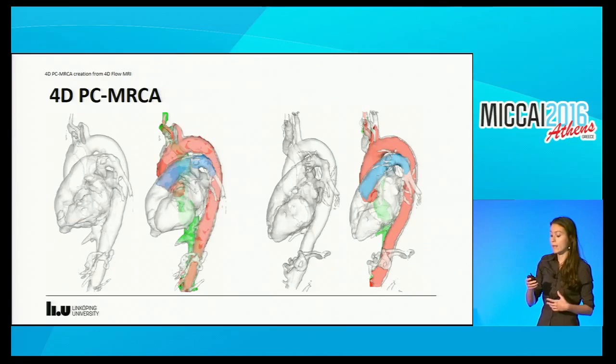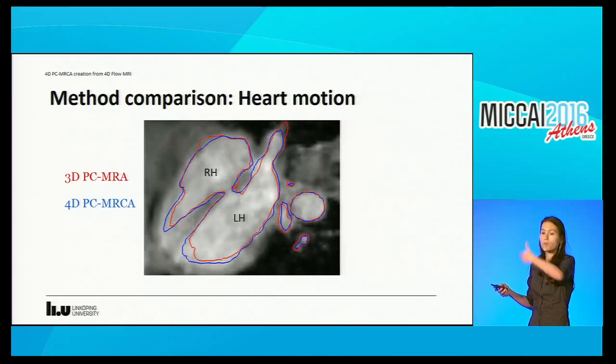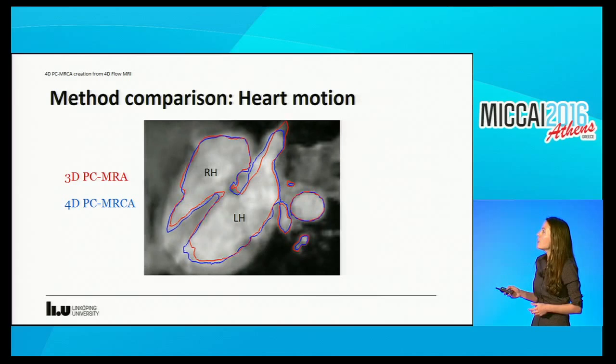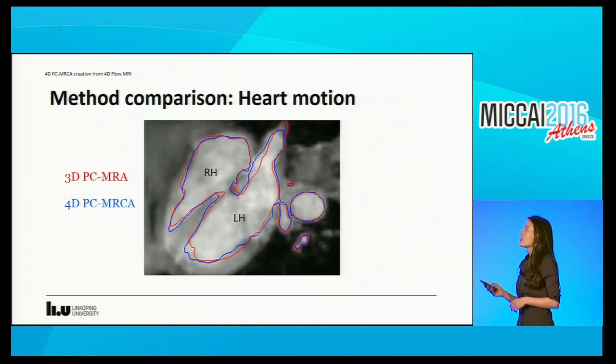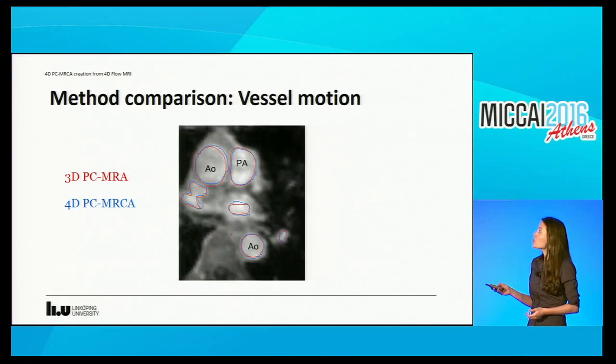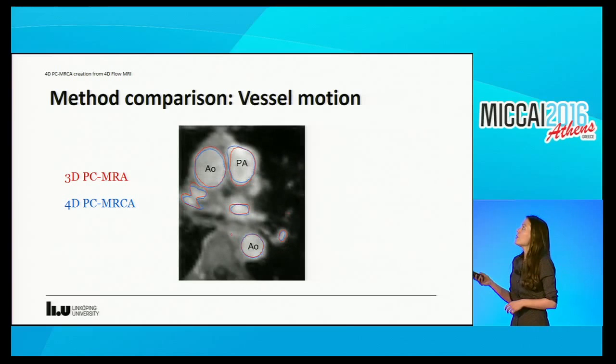So a bit more about the motion. Here we have a four-chamber view of the heart. We have the right side of the heart, left side of the heart. In red, pre-MRCA, it's a 3D image, so it's not moving, and in blue, 4D PC-MRCA, and it's beating with the heart. And then the same for the vessels. This is the ascending aorta, pulmonary artery, and descending aorta. And we can see that there is also motion. It's sort of more modest motion, but it's still there.